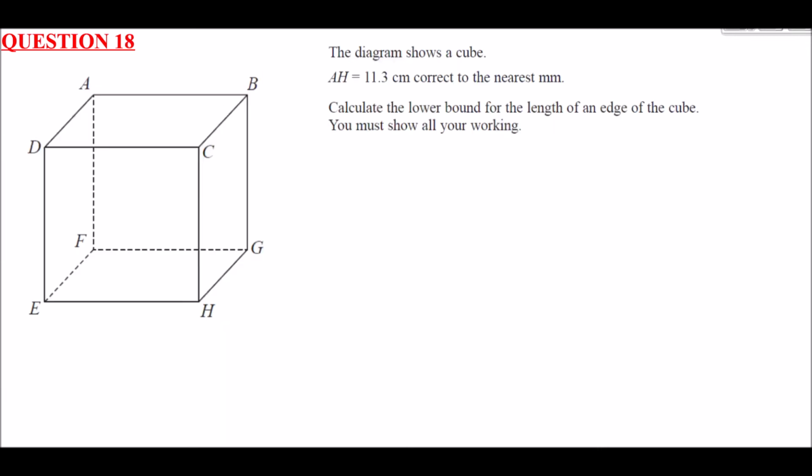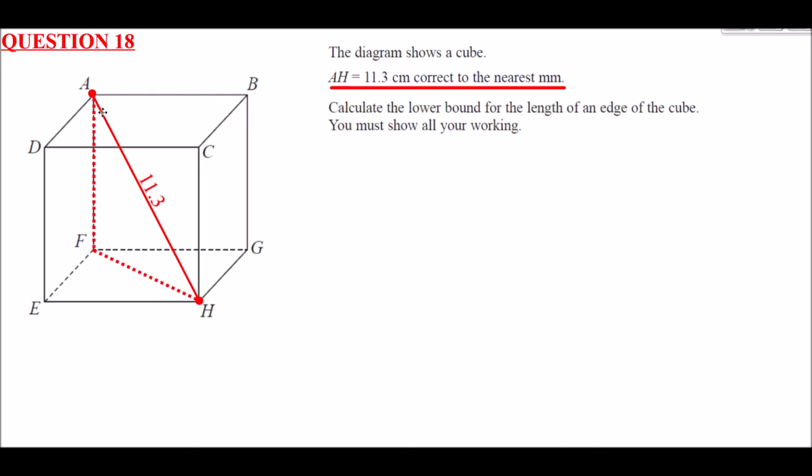Number 18, we've got a cube. So we're told that AH is 11.3 centimeters correct to the nearest millimeter. So what do we need to do here? Well, first of all, we can think about what from A to H actually is. So from A to H is from one corner to the opposite corner. So we might want to label that in so we've got a feel for what we're trying to actually end up with. So that's the line we're trying to work with, and that's 11.3. So we can label this on first of all.